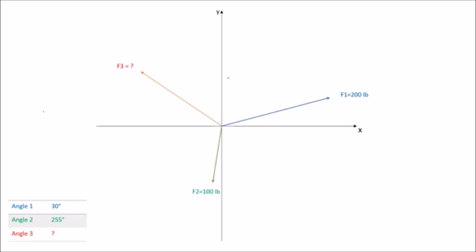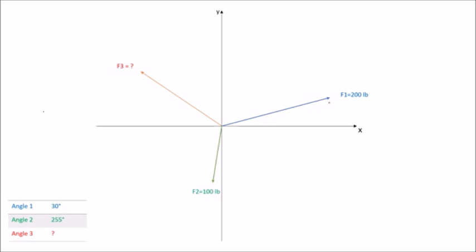But we can actually use a little bit of intuition here. We can say that most of this 200 pounds is going to be going to the right. Not all, of course, because it is applied at an angle of 30 degrees, so some of that is going to be going upwards. But we know a large portion is going to be going right. And then for this 100 pounds, it's a smaller angle, so not much is going to be going to the left. So we can go ahead and assume that F3 is going to be acting in the left direction.